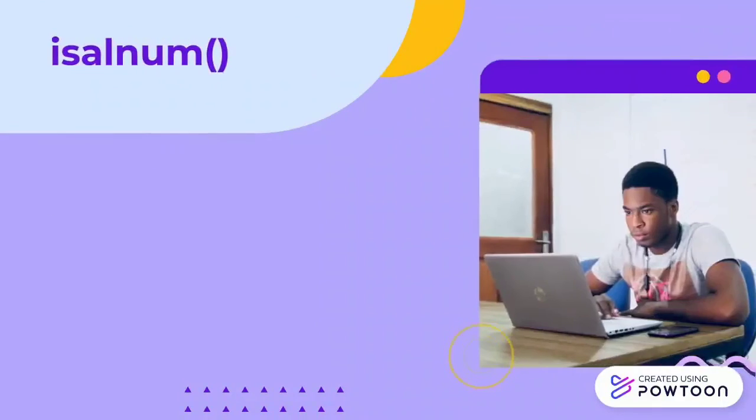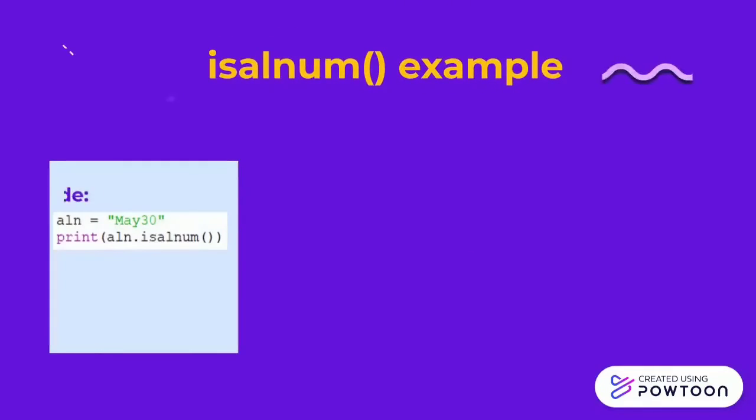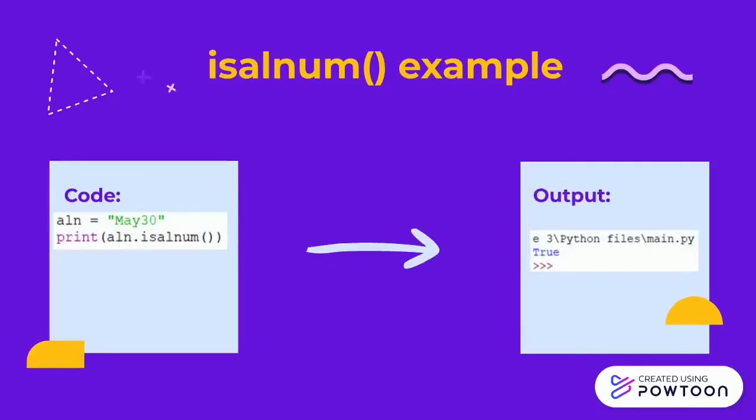19. isalnum. Returns true if all characters are alphanumeric, meaning alphabet letters from A to Z and numbers from 0 to 9. Here's an example. The isalnum method is used to check if all are alphanumeric, and thus it outputs true.